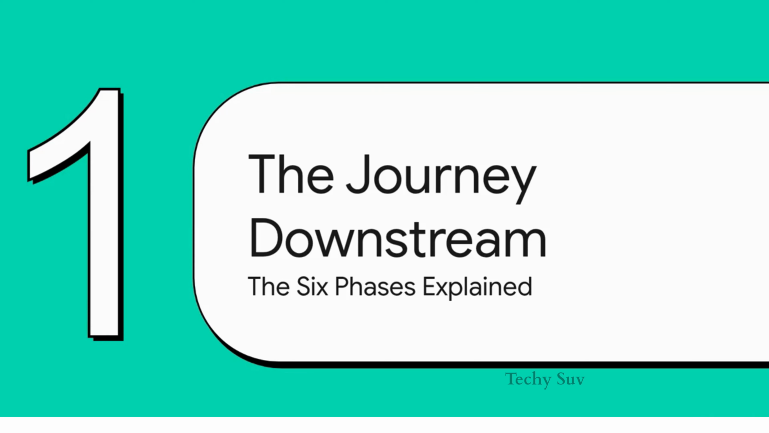Okay, so now let's actually take a trip downstream and see how this thing works in the real world. We're going to walk through the 6 distinct phases of the waterfall model. And to make it feel real, we'll use a simple example the whole way through. Let's pretend we're building a brand new banking app.